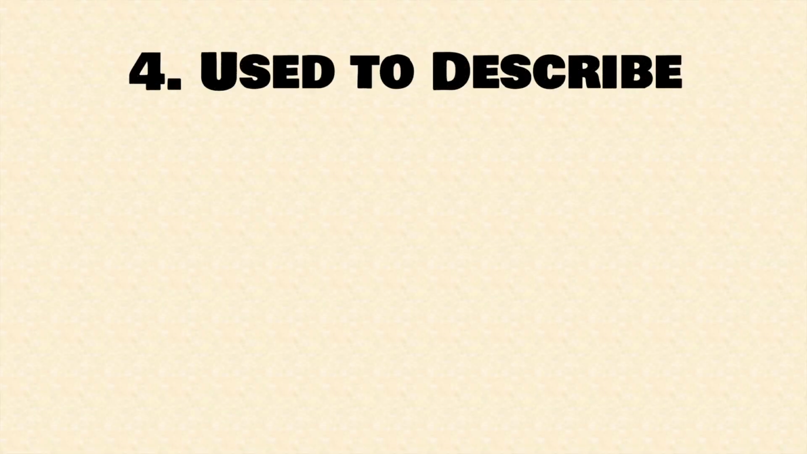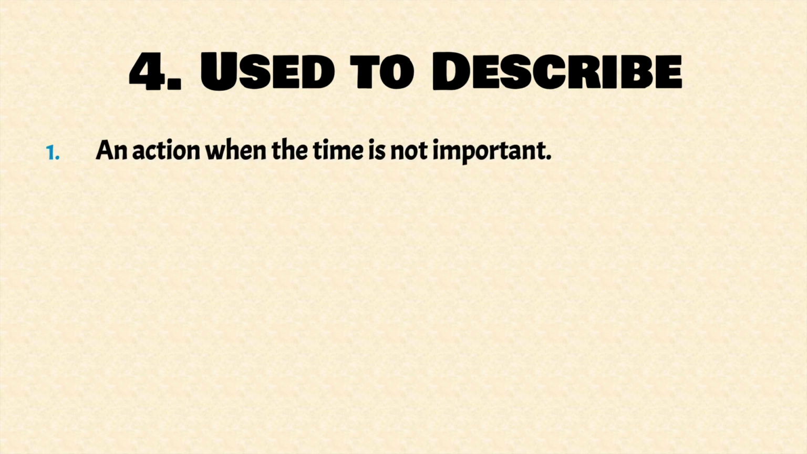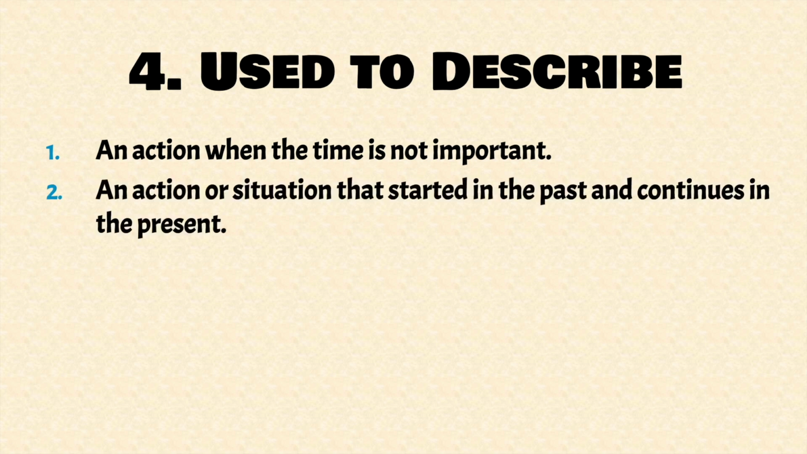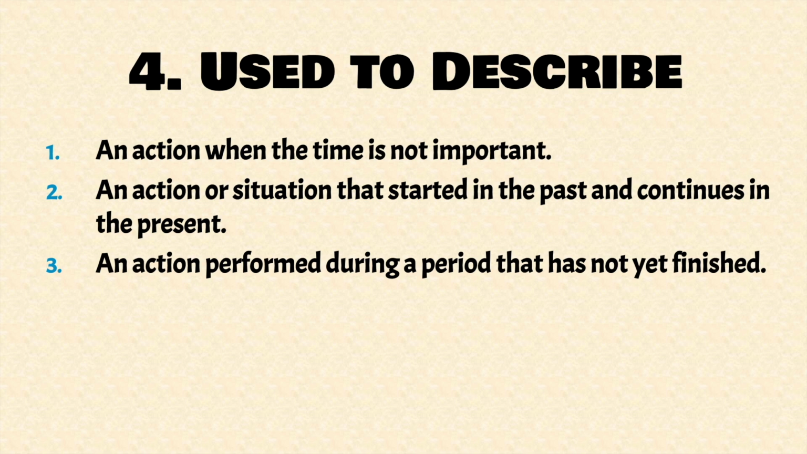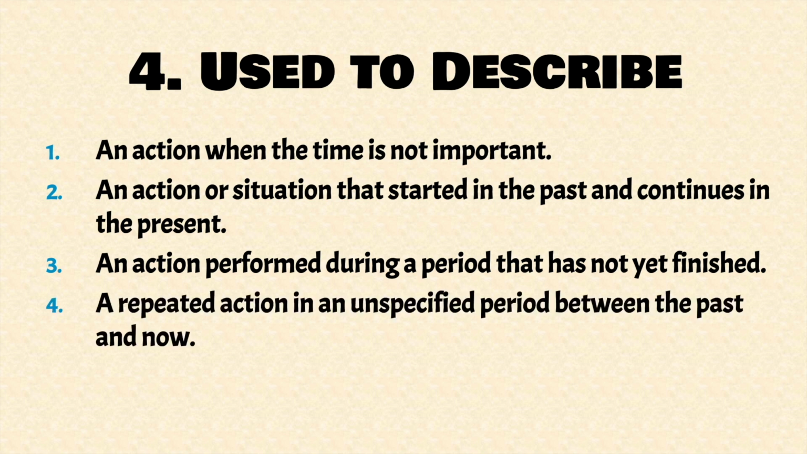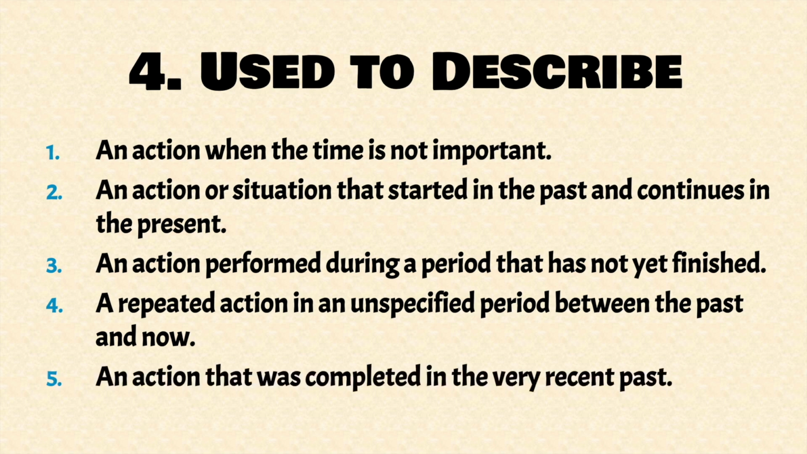So when do we use the present perfect? Number 1. It is used to describe an action when the time is not important. Number 2. An action or situation that started in the past and continues in the present. Number 3. An action performed during a period that has not yet finished. Number 4. A repeated action in a specific period between the past and now. And number 5. An action that has completed in the very recent past. Now I'm going to give you an example for each point, okay?